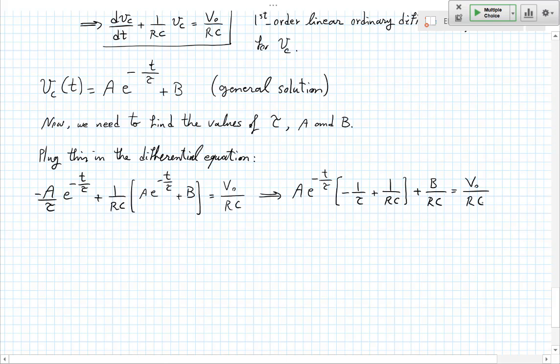For this to work, the right-hand side, V naught over RC, is just a constant. These are constant parameters. Whereas the left-hand side has a part that depends on time. And this has to work for all time t, right? So I can't have something on the left that depends on t and changes with t equal to some constant. So the first term, the time-dependent term, has to vanish. So this has to be 0, which means the only way to ensure that for all time t is that this factor, minus 1 over tau plus 1 over RC, has to be 0.